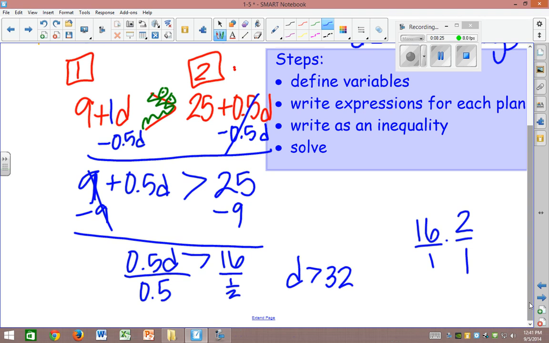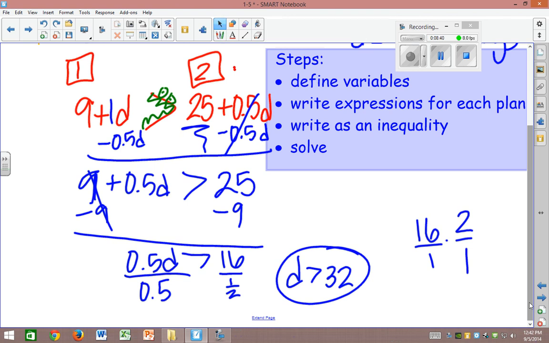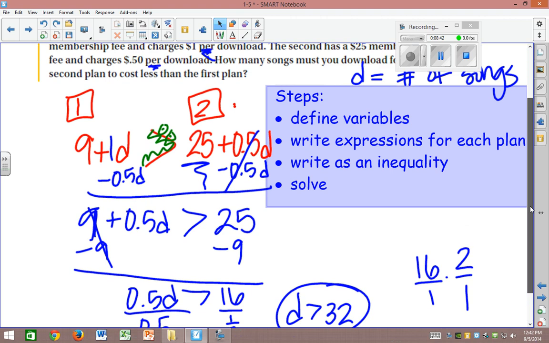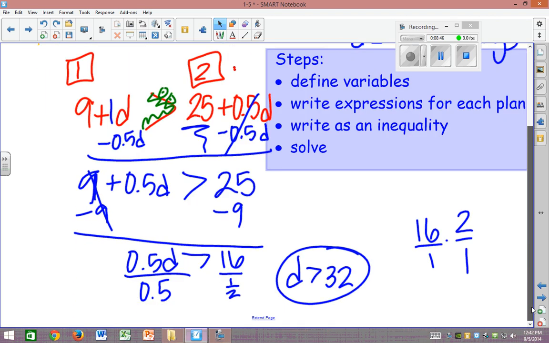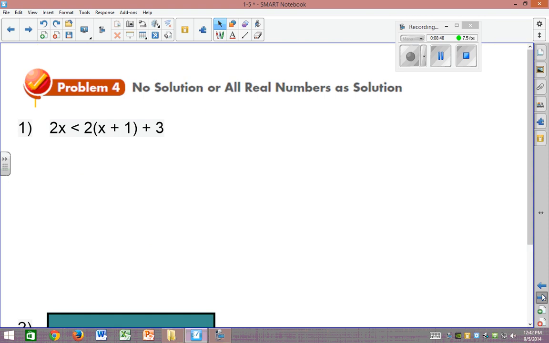What does that actually mean? You have to do more than 32 downloads to make the second plan work, which has the initial higher fee. So if you're not gonna do more than 32, it's not worth doing the $25. You'd be better off doing the $9 one. That makes sense. Did we answer the question? How many songs must you download? More than 32. Yes.